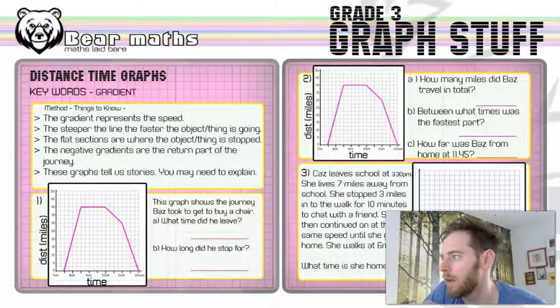The steeper the line, the faster the object, the thing, is going. The flat sections are where the object or thing is stopped. These are things that you need to know. The negative gradients are the return part of the journey, if there is one.